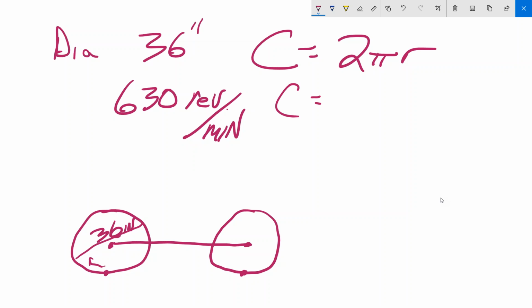Times it's the radius of this wheel. Okay, so 2 times that's 36. So 36 pi is the circumference of the wheel. And that is the distance it would travel if the wheel made one revolution. It would be 36 pi inches. Okay?